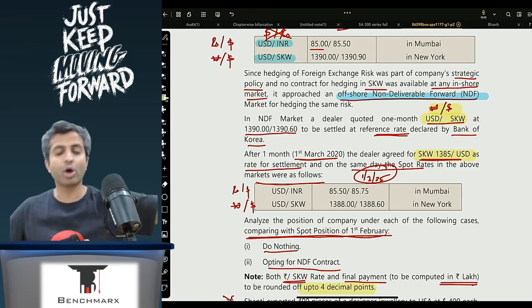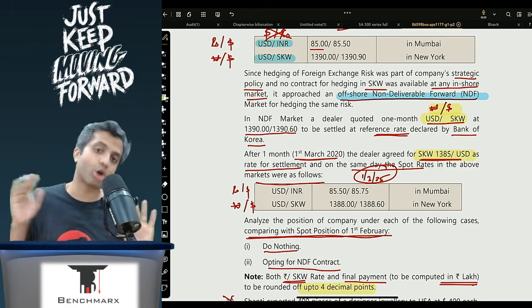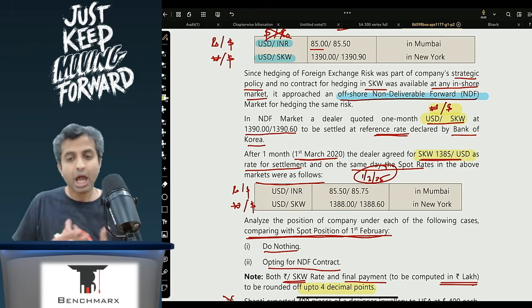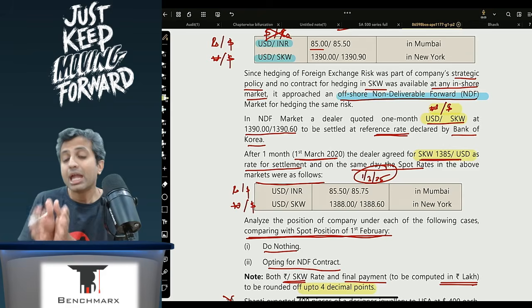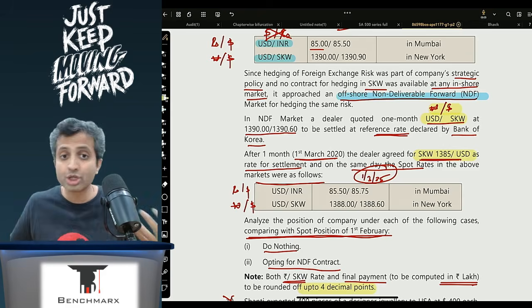But if I go to the forward market, unfortunately there is no rate, single or cross, which is available in the NDF market between rupees and the won. There is no rate. You can scan through the question, but unfortunately in the NDF market you cannot take the position of rupees to won. So what do you do?